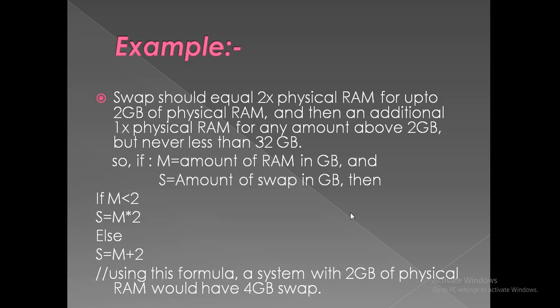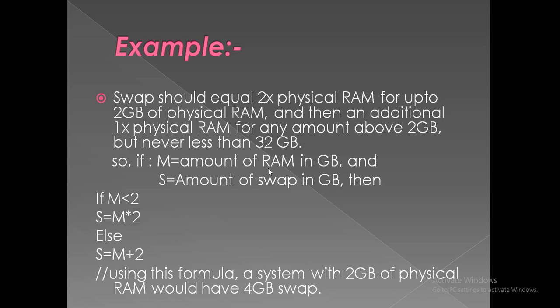Now, in this example, we have to calculate the swap. Our RAM is 2 GB and the system's physical hard disk drive is 32 GB. We have to make a swap memory, which means we make more memory, more RAM, available in the system for efficient work, so that the system fully supports the applications.